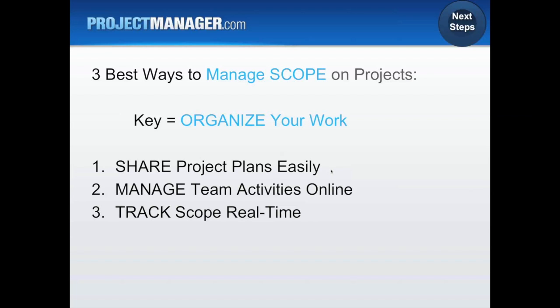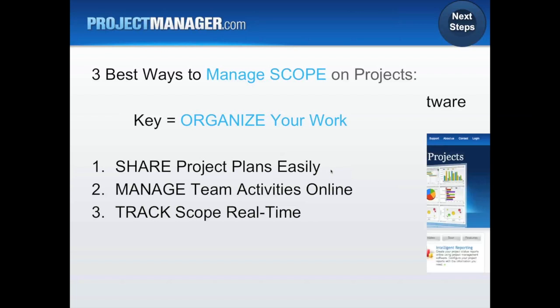So as you're evaluating, does this meet the scope? Does it meet the original scope? Is there a change? Does it meet the requirements? So share those project plans easily, manage team activities online so that you and your whole team have insight and access to this, and track scope in real time. It is a split second, and if you think of trains derailing, it's a split second between a successful project and a failed project.